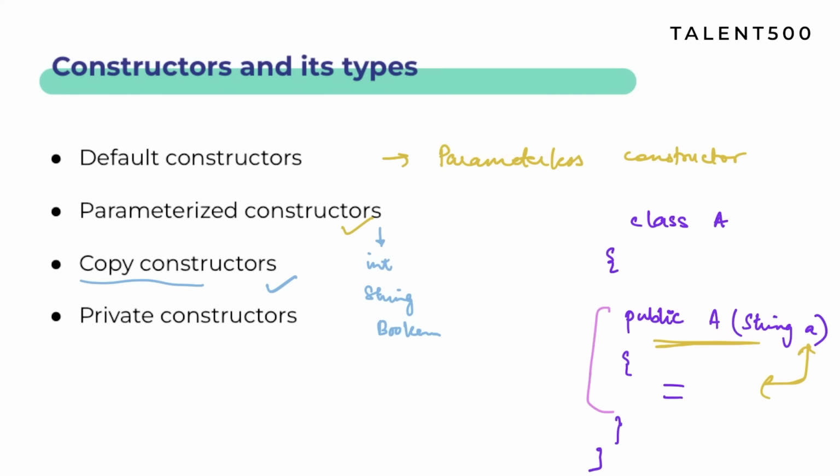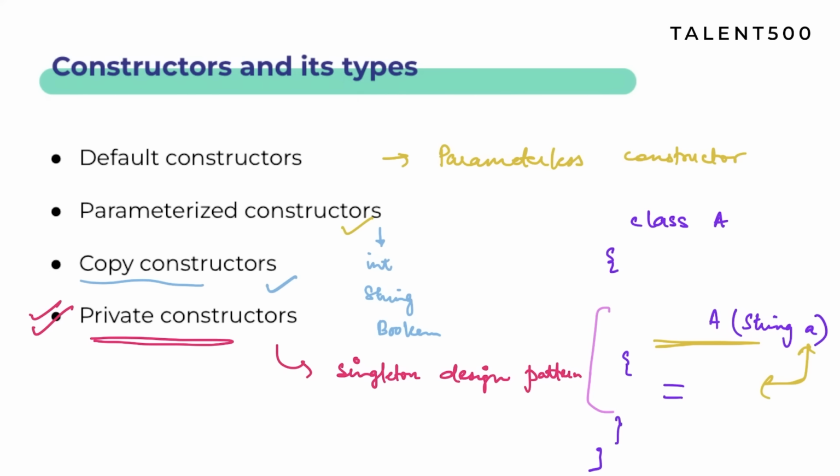The next one which we have is the private constructor. When you talk about a private constructor, why do we use it? This is very important. In this case, we use it for the singleton design pattern. Instead of making it public, we are going to make it private. And what is the reason for making it private? Because when it is public, you can create more than one object.